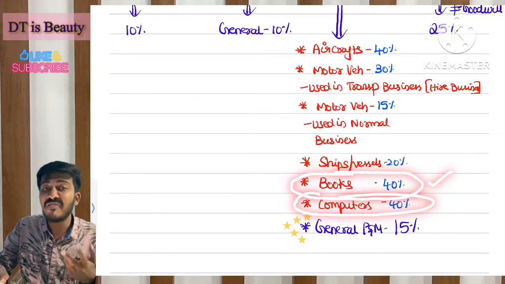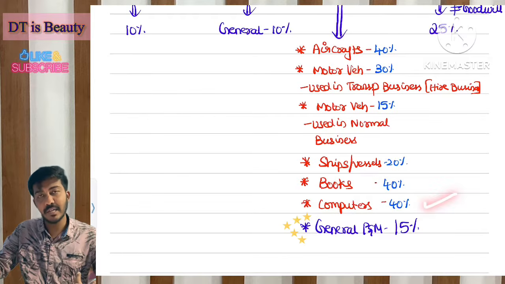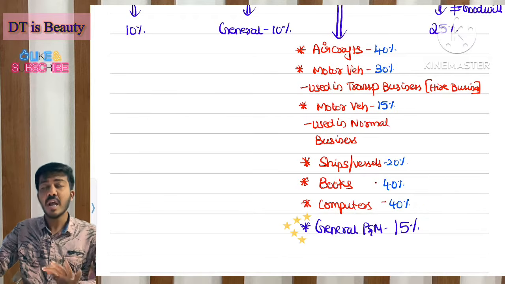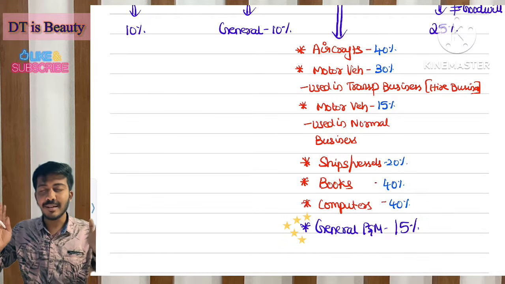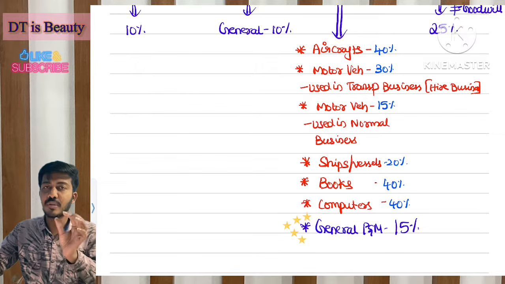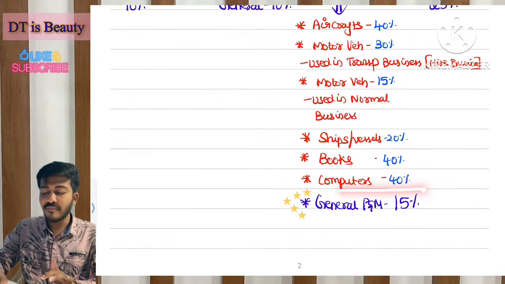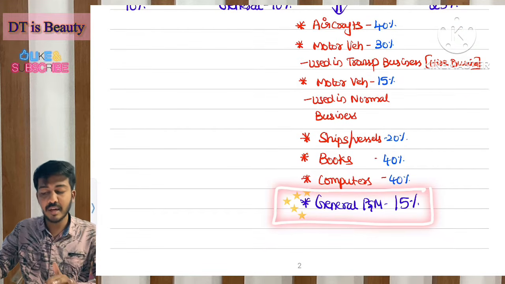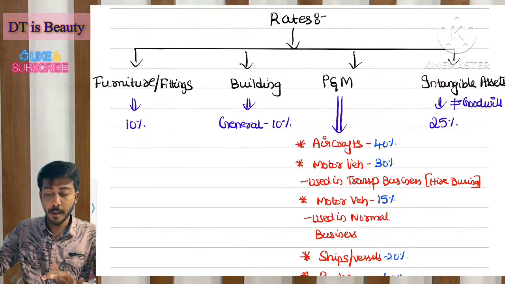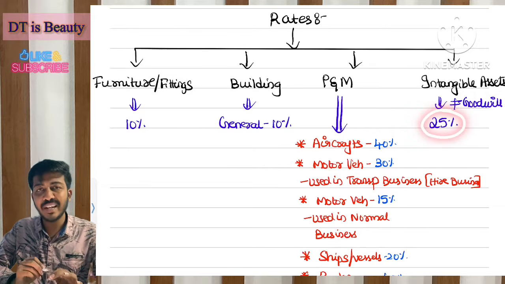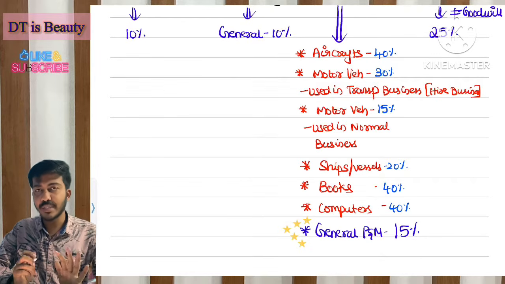And books are doing good to the society, therefore it is 40%. Computers and their peripherals will get 40% depreciation. It is a luxury item. If nothing is said in the question, sir, it is a general plant and machinery. They are using just the word plant and machinery. You will have to take a flat 15% rate. Simple. Come to the intangible assets, it is 25%. These are the rates of depreciation.